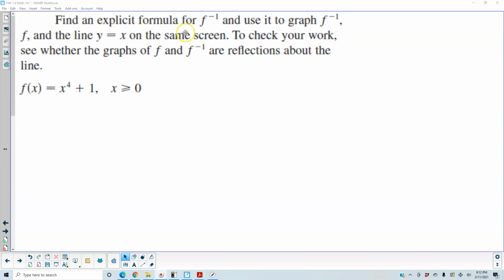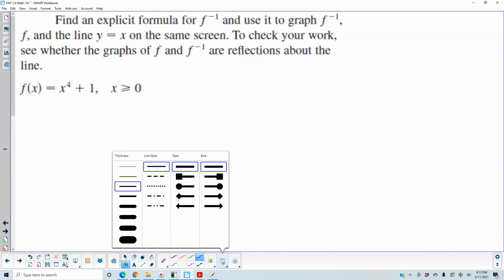Here we want to find an explicit formula for f inverse and use it to graph f inverse, f, and the line y equals x on the same screen. To check your work, see whether the graphs of f and f inverse are reflections about the line. So here we have f of x, which is equal to x to the fourth plus 1, where x is greater than or equal to 0. So let's first find the inverse of this function.